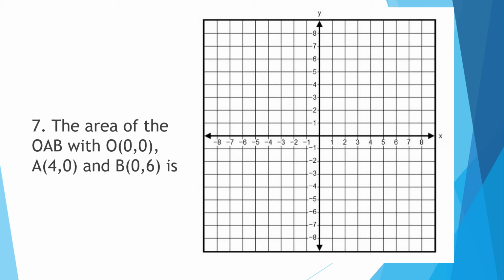Question number 7. The area of the triangle OAB with O 0, 0, O for origin. So let us mark the point 4, 0. Clearly it will be at your x-axis. 0, 6 will be on your y-axis. So if you join all the 3 points, here is your triangle O, A and B. We have to find out the area of the triangle.